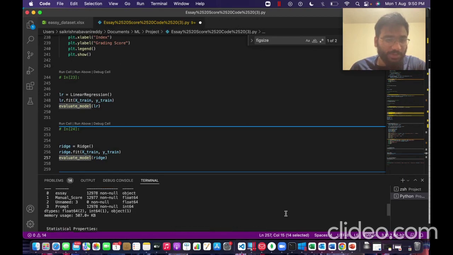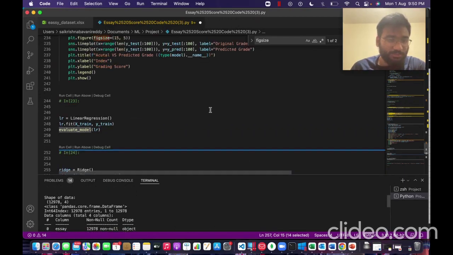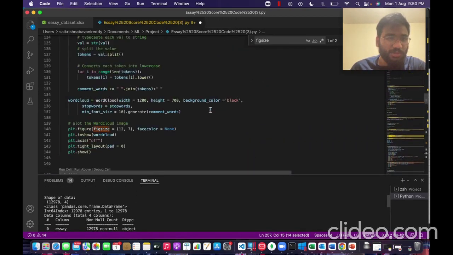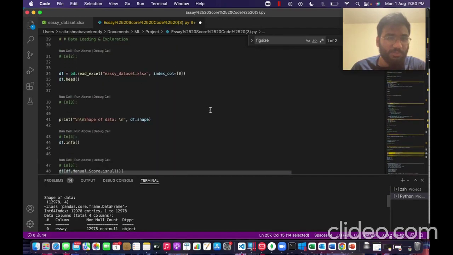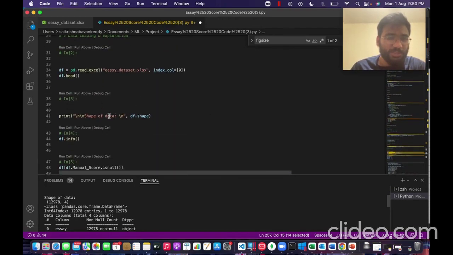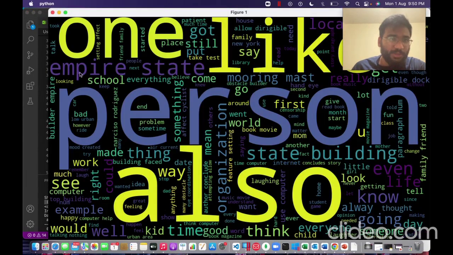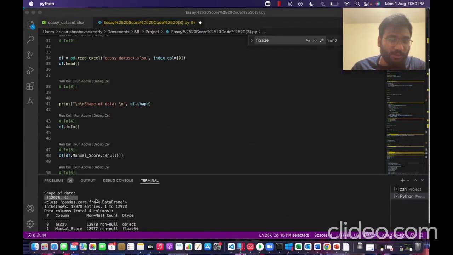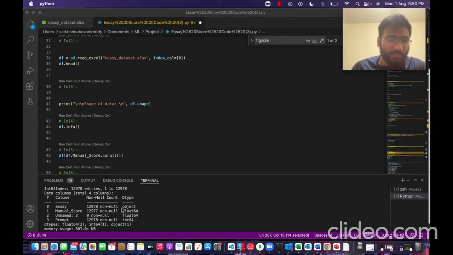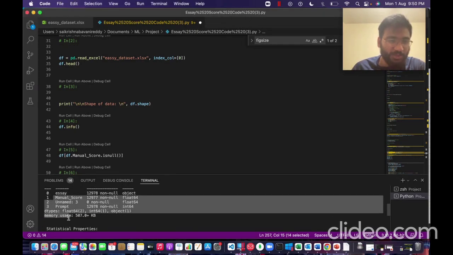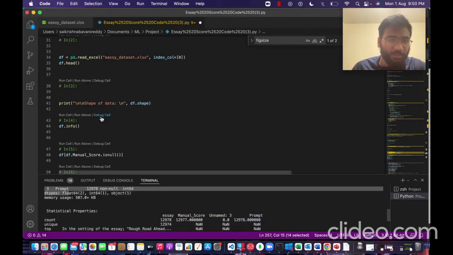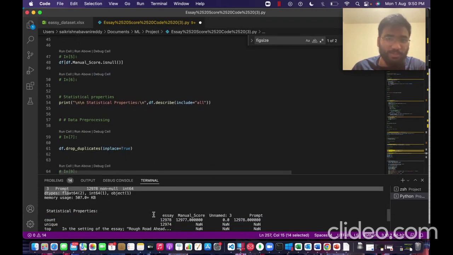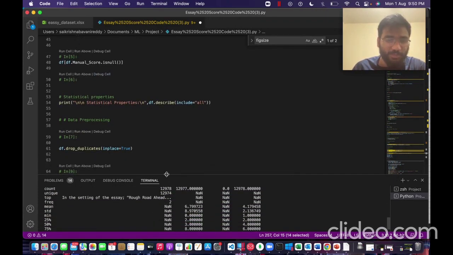So here you can see, first I have shown the shape of the data. This is the shape of the data, which consists of some rows and columns. It also showed the data types, object, float, and float, for the columns present. And I have also displayed the statistical properties.